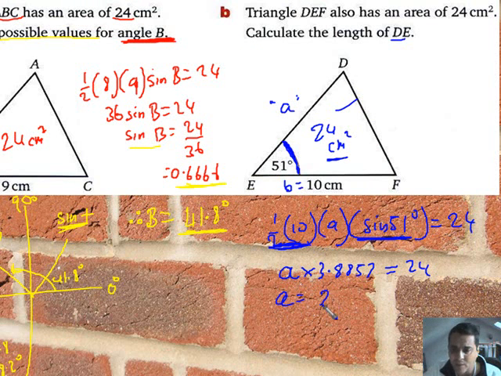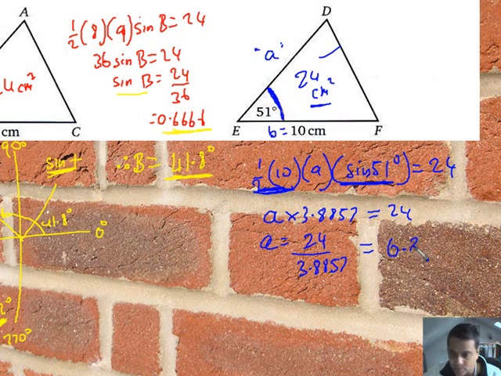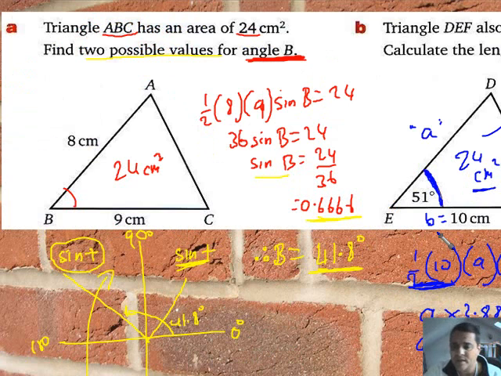Simply divide by 3.8857, and A is going to be, I'll let you know in a minute, 24 divided by 3.8857, and we'll round it off as 6.2 to one decimal place. Alright, so that's what I make that one. Seems okay, doesn't it? So we've got a 10 there, a 6.2 there, and 51 give us an area of 24 centimetres squared. So that's those two questions done.